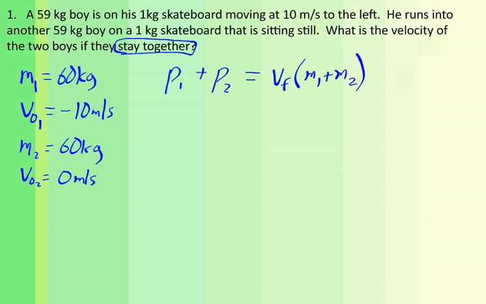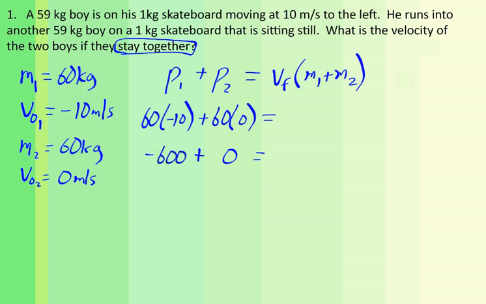So we know that momentum is mass times velocity. So we have 60 kilograms times negative 10, or negative 600, as the first guy's momentum. The second guy is 60 but sitting still, so he has no momentum. So initially our system has negative 600 kilograms times meters per second of momentum. Afterwards, how much do we need? Well, we still need 600, right?